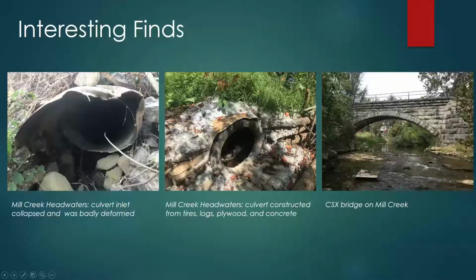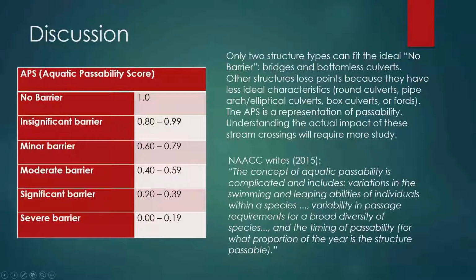Just a few interesting finds I wanted to show. And then discussion in terms of passability. Only 2 structure types, as I mentioned, fit the ideal no barrier: bridges and bottomless culverts. Other structures lose points because they have less ideal characteristics. The APS is a representation of passability.